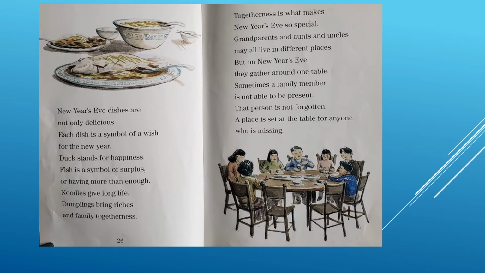Grandparents and aunts and uncles may all live in different places, but on New Year's Eve, they gather around one table. Sometimes a family member is not able to be present. That person is not forgotten. A place is set at the table for anyone who is missing.